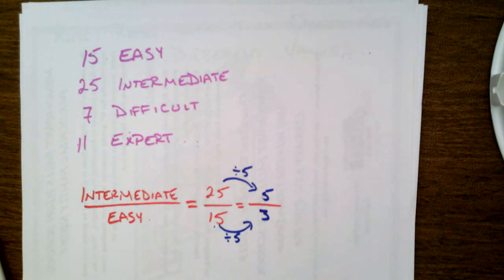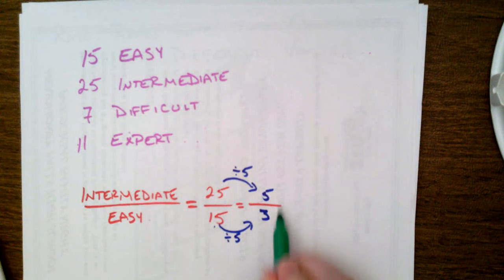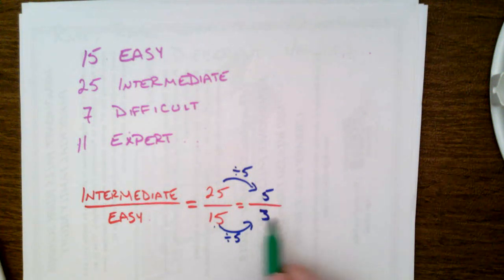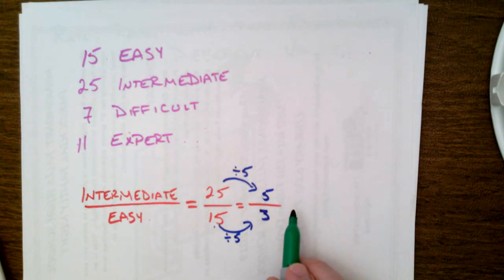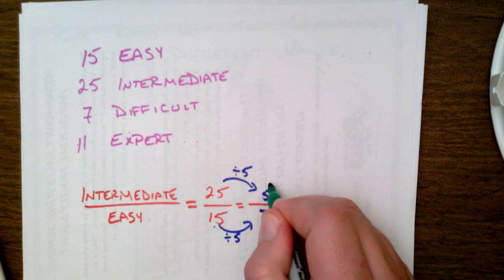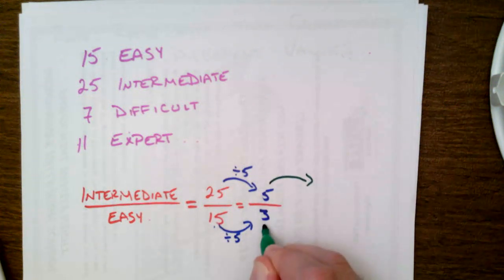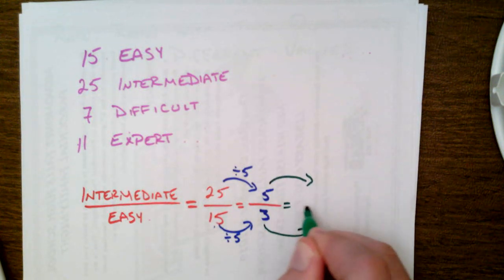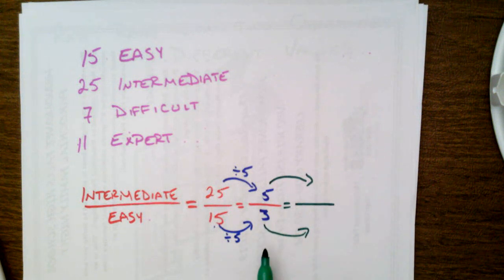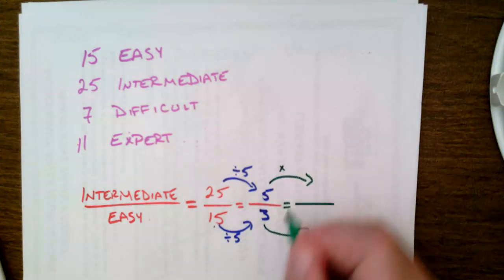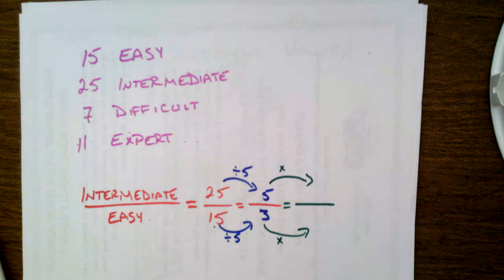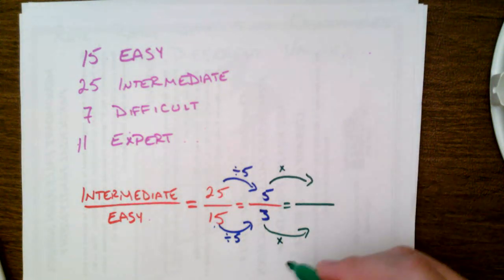And then, unlike last time, I'm going to use my second ratio here to find my next equivalent ratio. In other words, I'm going to take my 5 and my 3, and multiply each of these by the same thing. I'm going to choose multiplication, and you can pick anything you want to multiply by, as long as you do the same thing on top and the bottom.